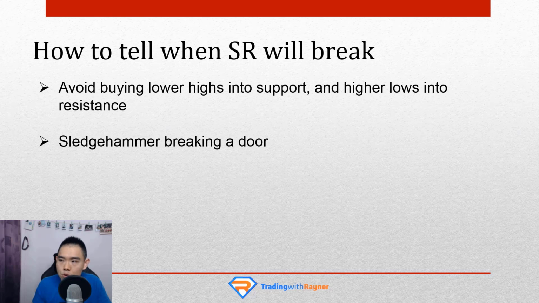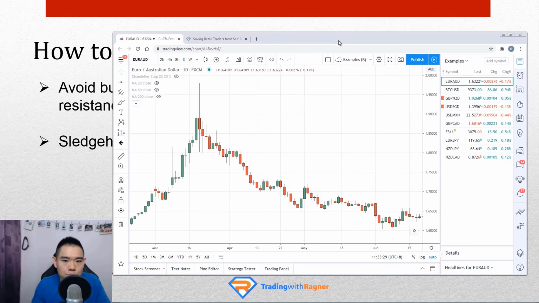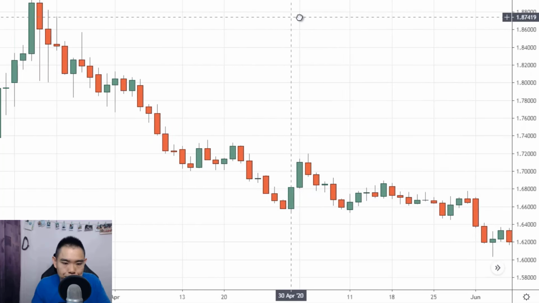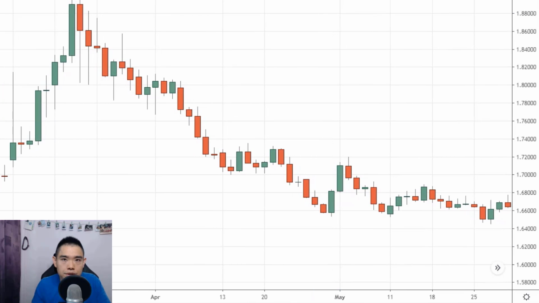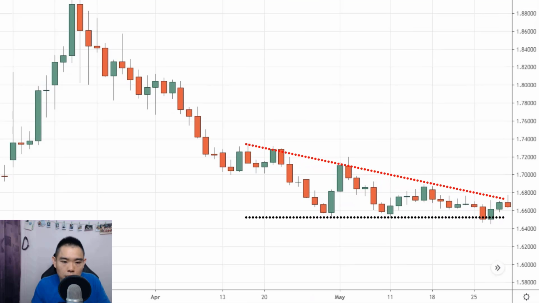So let me share with you a few examples so you can understand where I'm coming from. Over here you see Euro Aussie, and here, a series of lower highs, lower highs, lower highs into support. Do you want to be buying at this area of support or do you want to be selling? Or maybe let's say you don't even want to sell, at least stay on the sidelines. You don't want to be buying at this area of support because chances are it will break down.